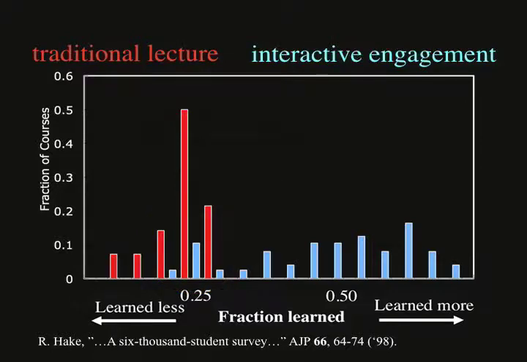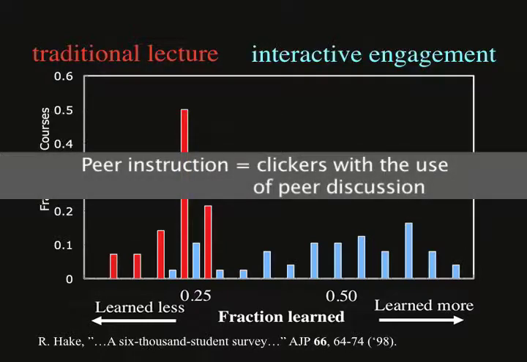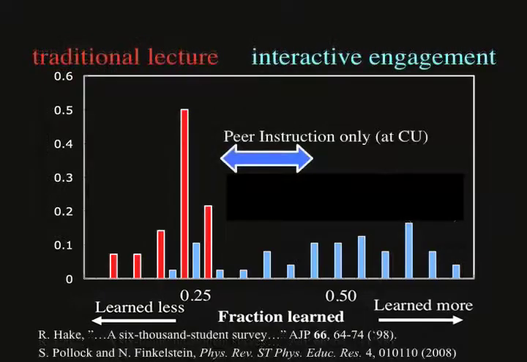This research was followed up here at CU to examine how our courses performed using peer instruction, which is a form of using clickers with peer discussion. We find that with the use of peer instruction here at CU, we achieve student learning gains ranging from 25% to 45%.